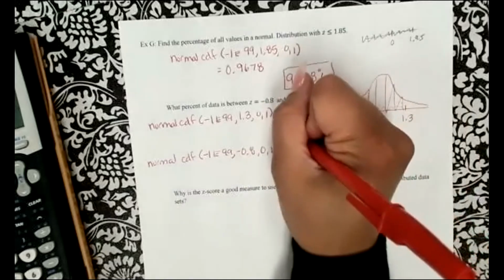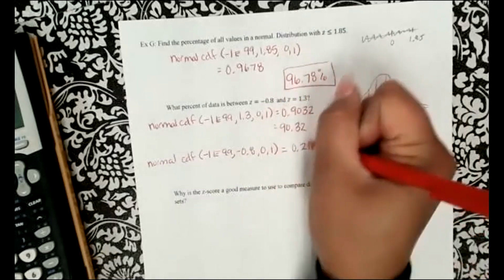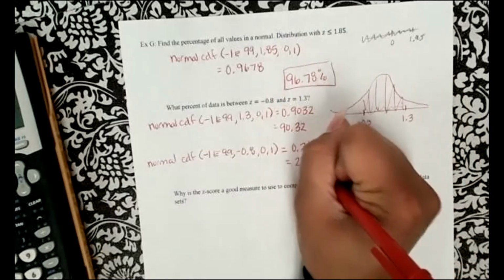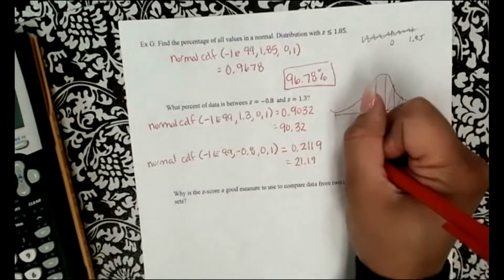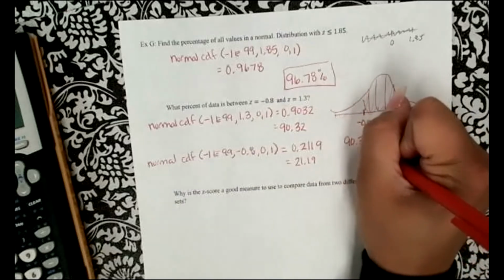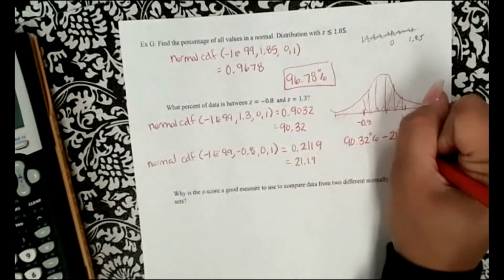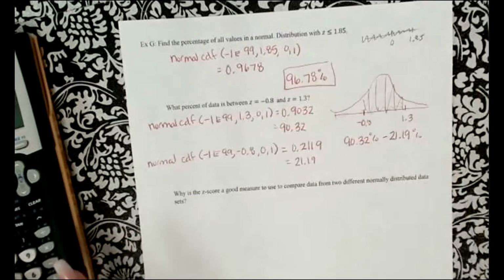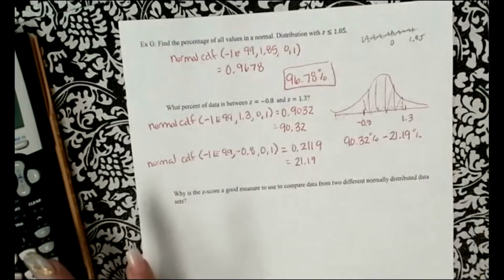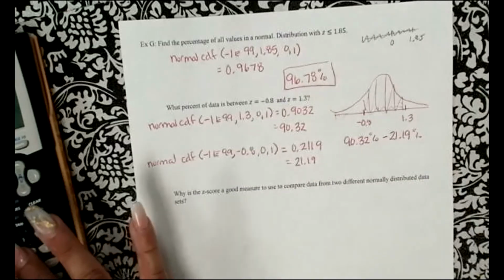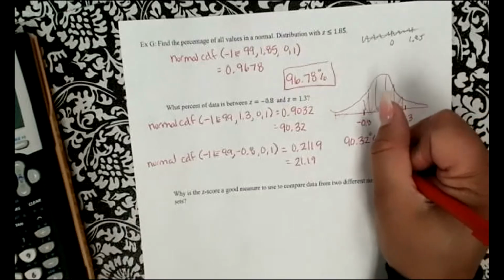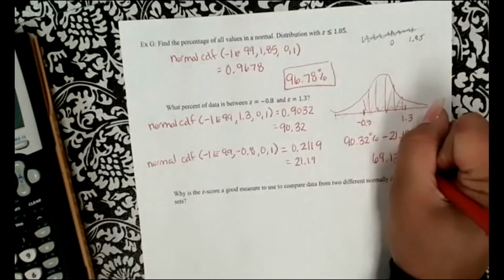This one as a percentage is 90.32. This one as a percentage is 21.19. So my answer is going to be 90.32% minus 21.19%. So my final answer here is 69.13%.